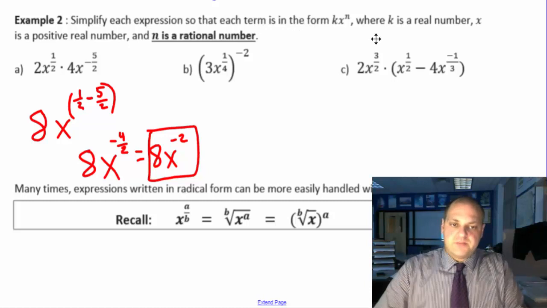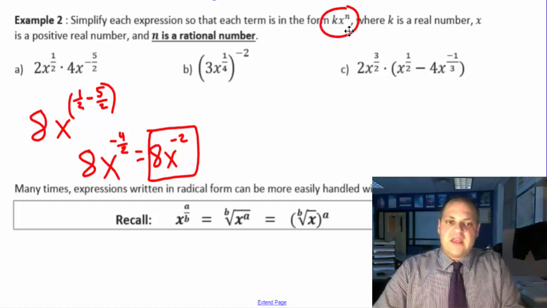Simplify each expression is what you want to do. You want to get it in the kx to the n form. 8x to the negative 2, kx to the n. There's that form. All right, so now we have part B. We're going to raise everything to the negative 2, so it's going to be 3 to the negative 2.